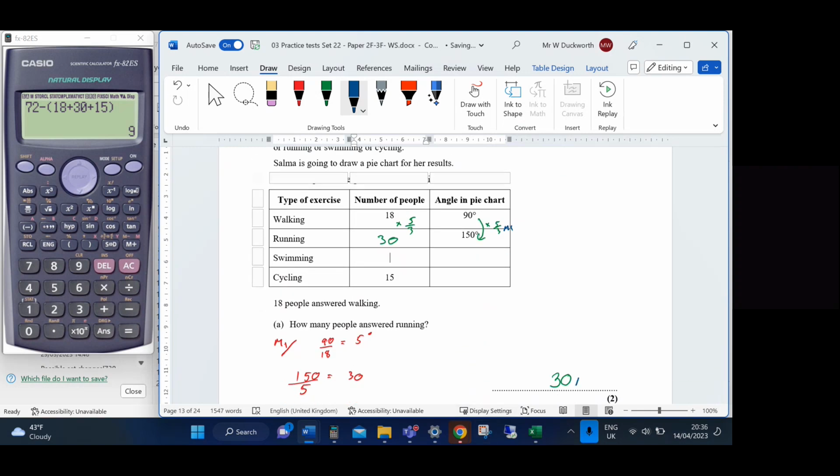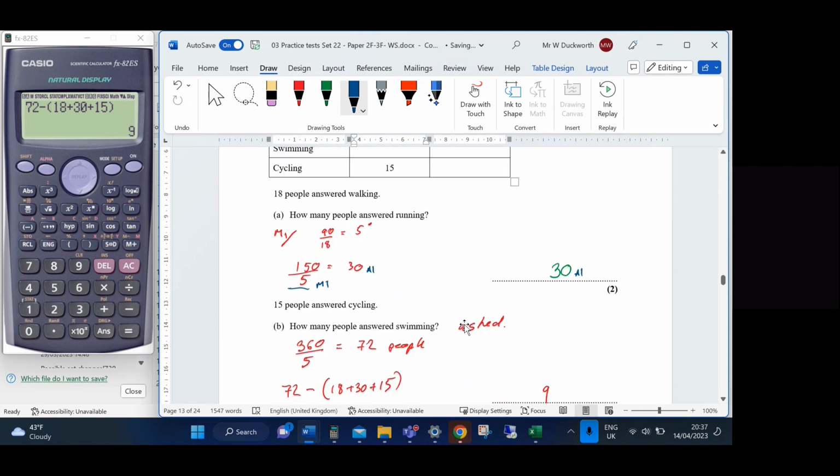M1 and then A1 for the 30, and then if I did it here, then in effect I can't really award the M1 here. I'd need to award the M1 here, M1 and then A1. The reason I can't award it here is it says the complete method, and that's only a partial method. That's a method to find the number of people. So there we have a complete method. There we have a partial method.